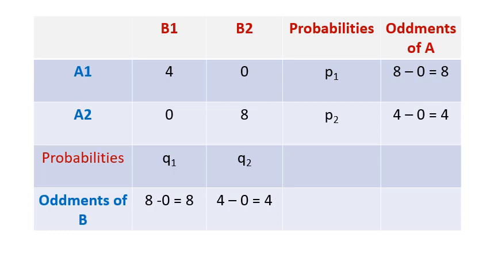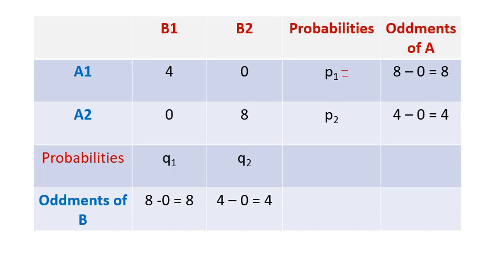The elements were 4, 0, 0, 8. Now find out the oddments. The oddment for A1 will be the difference of the elements of the second row, so 8 minus 0, that is 8. The oddment for A2 will be the difference of the elements in the first row, so 4 minus 0, 4. Similarly, the oddment for column B1 will be the difference between the elements in B2, 8 minus 0, 8. Similarly, the oddment for B2 will be the difference of elements in B1, 4 minus 0, 4. Correct? Okay.